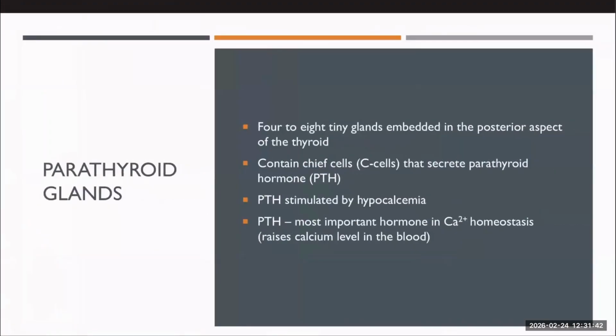So parathyroid is the first one, 4 to 8 tiny glands, posterior aspect of the thyroid. They have the chief cells that secrete the parathyroid hormone. When it comes to hypo and hyperparathyroidism, when you're studying this section, the problems and the signs and symptoms that they have are all due to calcium issues from the parathyroid hormone problem.